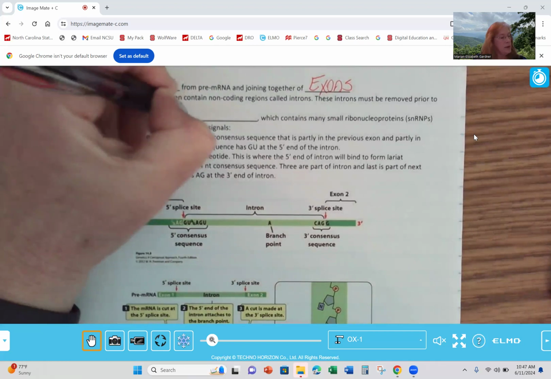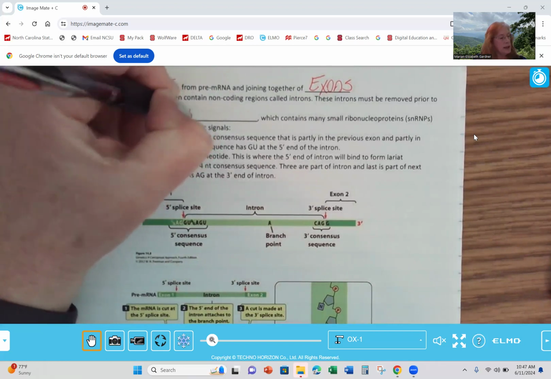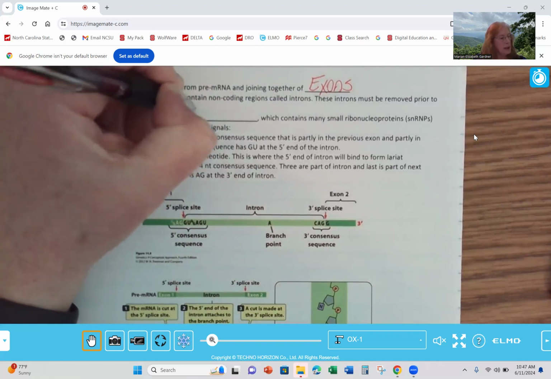The site where this occurs is called the spliceosome.